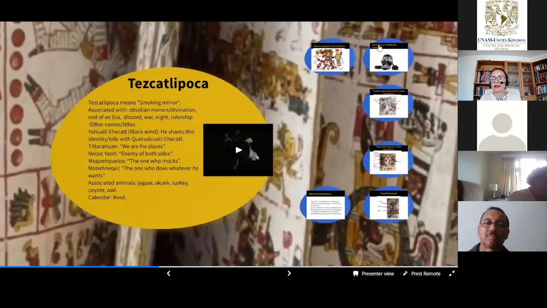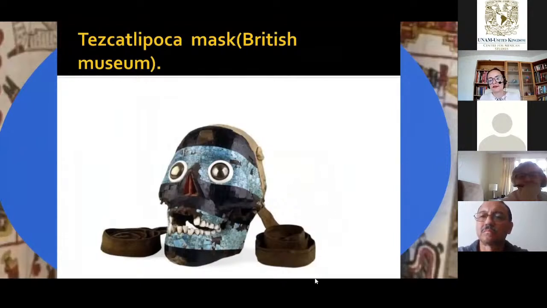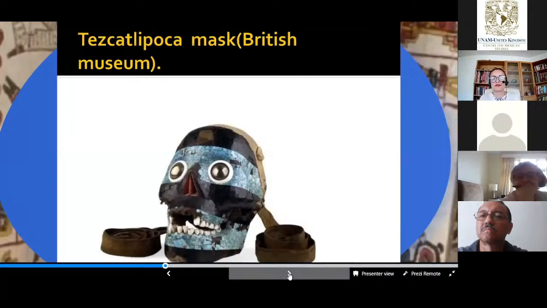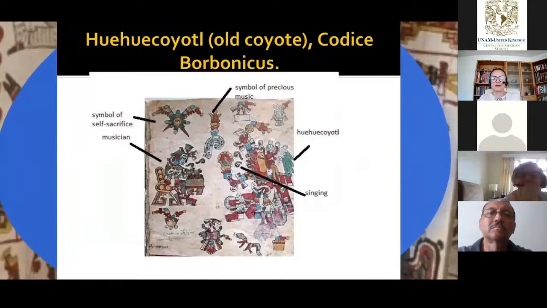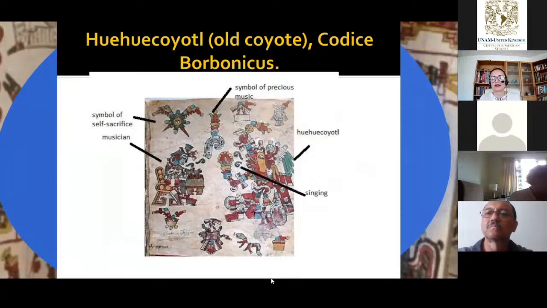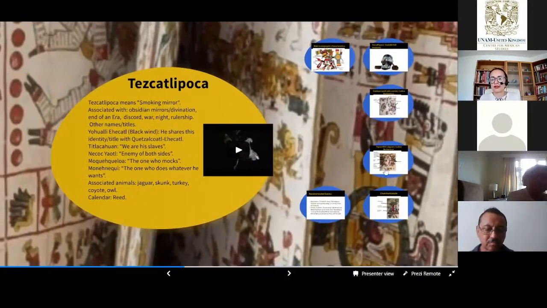We have here a very important work of art that is his representation, in the British Museum. It's a skull. As you can see, we have the black stripes crossing his face, and that's the reason we can identify it as related to Tezcatlipoca, because of the painting. Also, he has many identities: he is related to Huehuecoyotl, or the old coyote, and is related to music, sexual pleasures, sexual intercourse, forbidden activities, and he mocks. He is constantly mocking everyone.